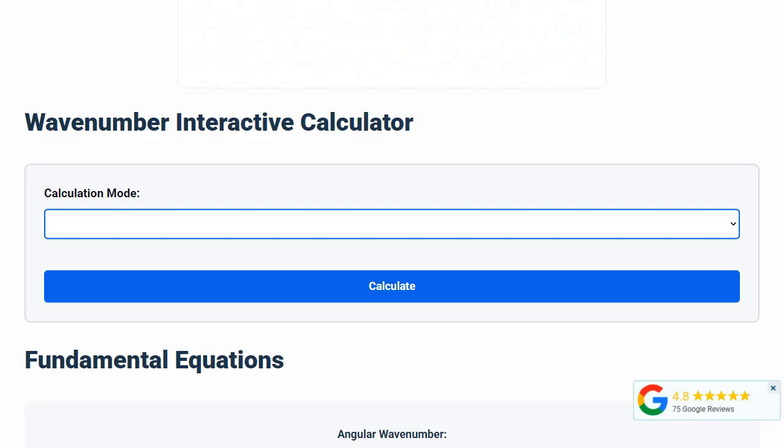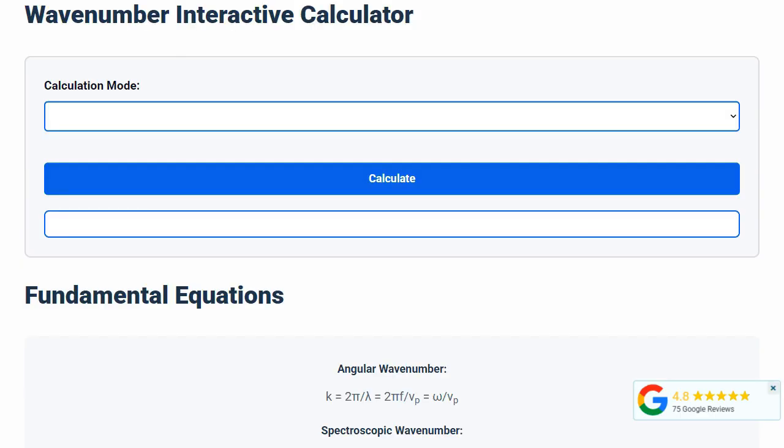The calculator will automatically compute both the linear wave number in cycles per unit length and the angular wave number in radians per unit length, using the formula k equals 2 pi divided by wavelength. You can also work in reverse by entering a known wave number to find the corresponding wavelength.